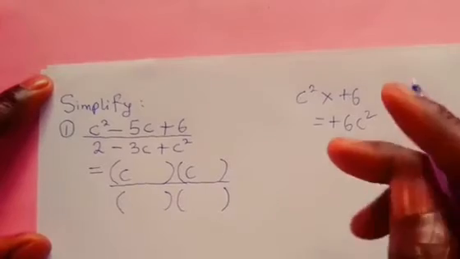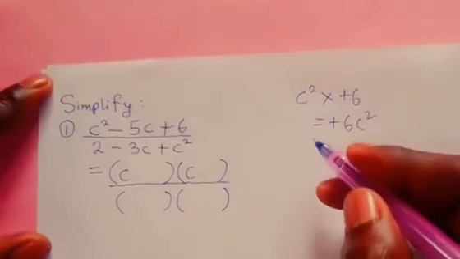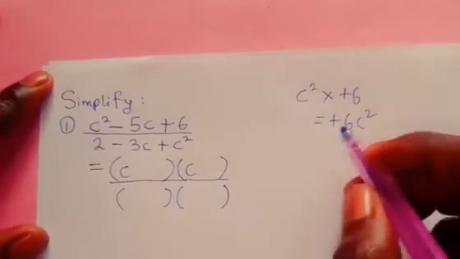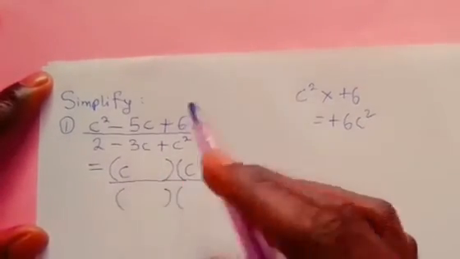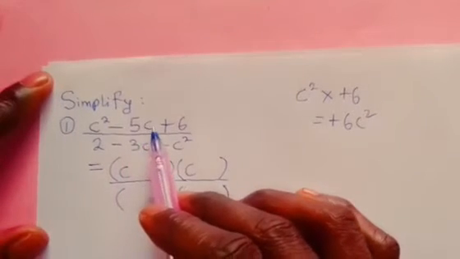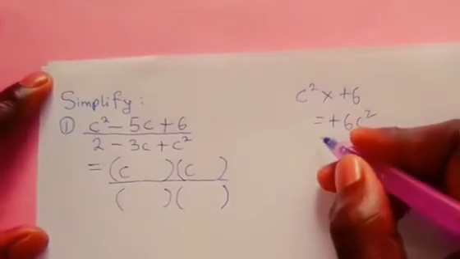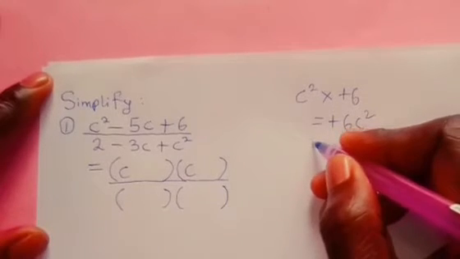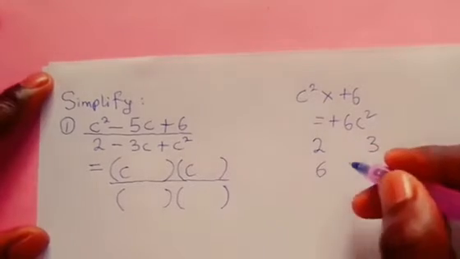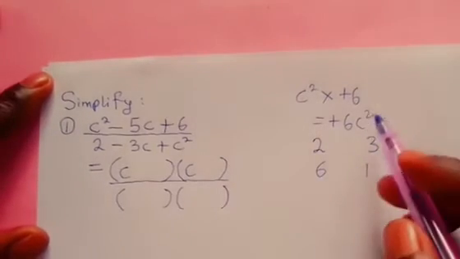What this means is that we are going to look for two numbers such that if we multiply them, it will give us plus 6c squared, and if we add or subtract, as the case may be, we are going to have minus 5c. So those numbers will be 2 and 3, or sometimes it can as well be 6 and 1. But let us try this to see.